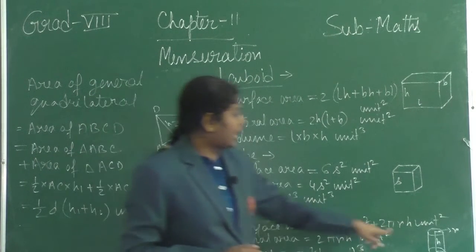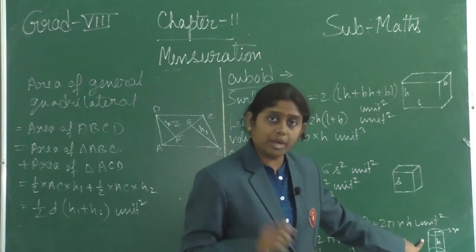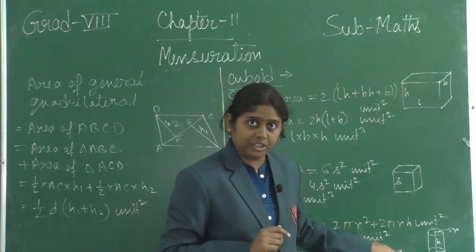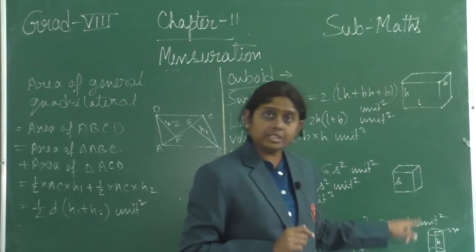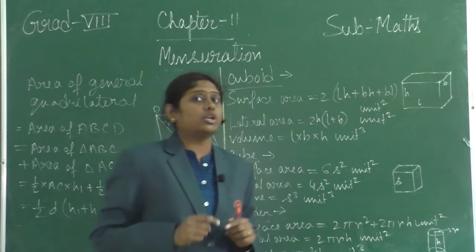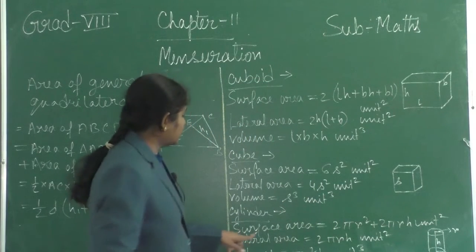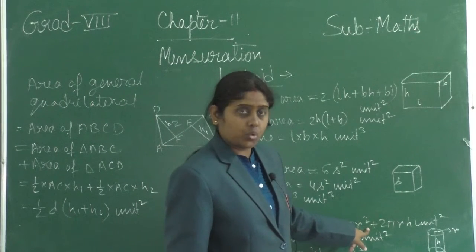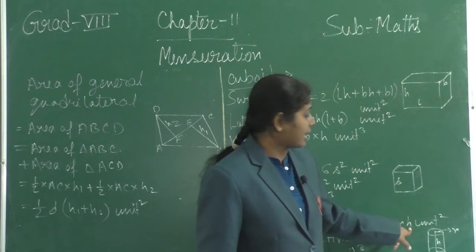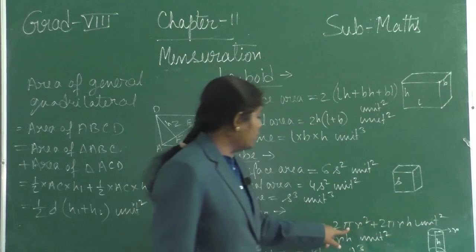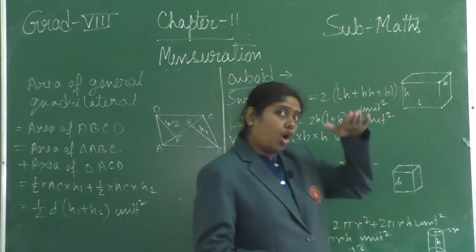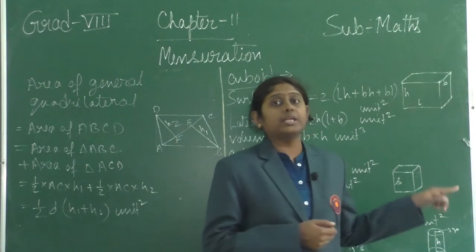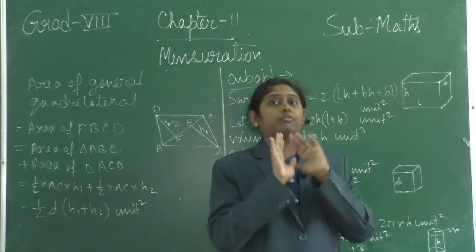Cylinder means the shape is like that. So, here our basic measurements are height of the cylinder, that is denoted by H unit, and the radius of the cylinder, that is denoted by the R unit. So, the surface area of a cylinder will be 2 pi r square plus 2 pi r h unit square. This 2 pi r square we are getting from the top and bottom surface of the cylinder, and 2 pi r h we are getting from the side surface.